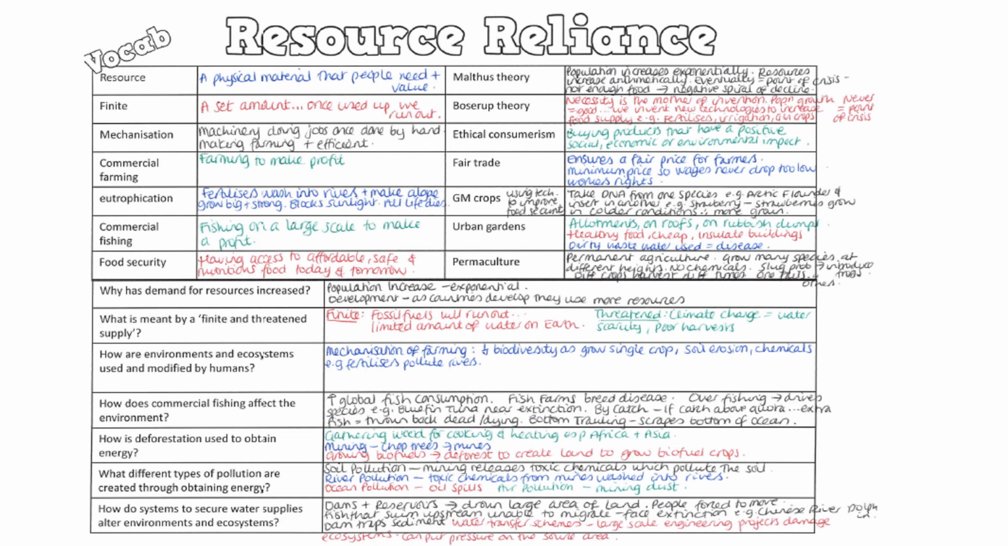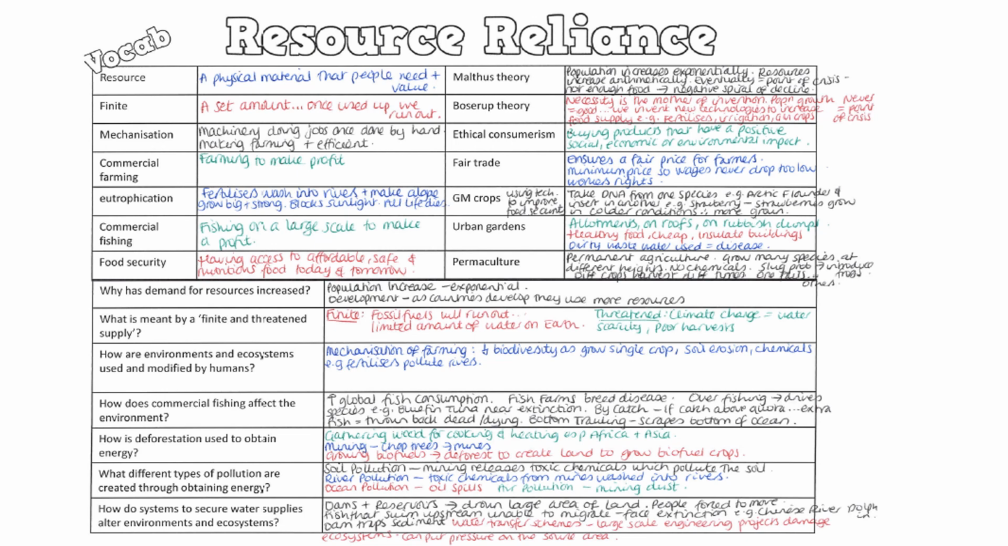What do we mean by finite and threatened supply? So finite means they will run out. Oil and gas will run out. Threatened is to do with climate change. As the climate changes, it's harder to grow food in some places.